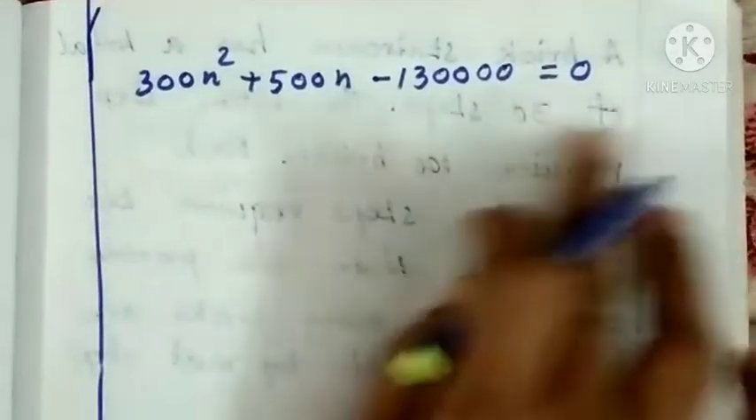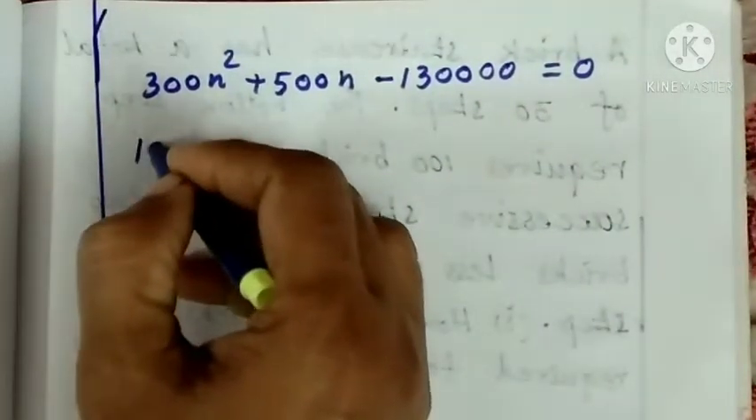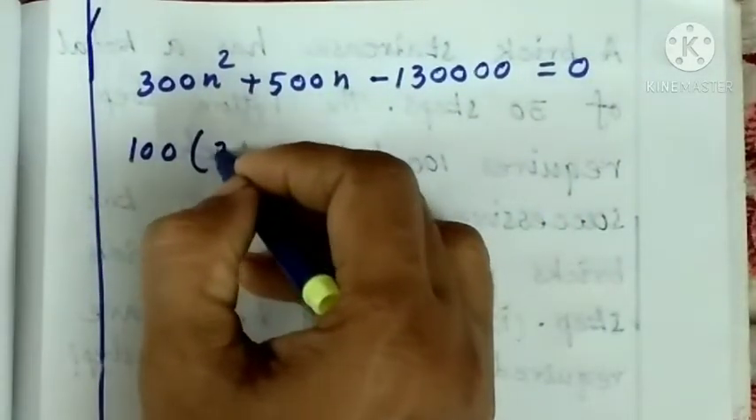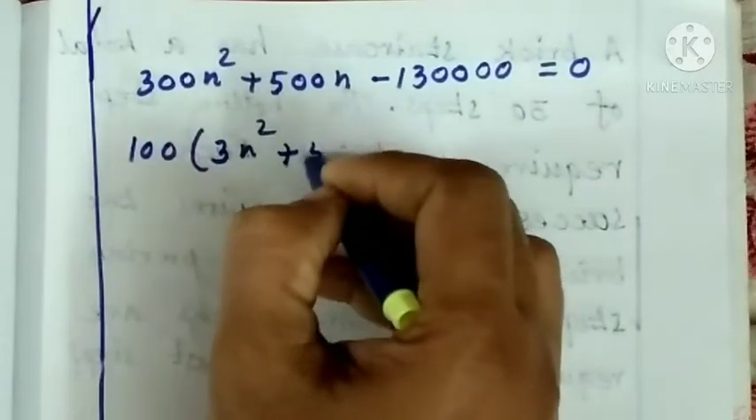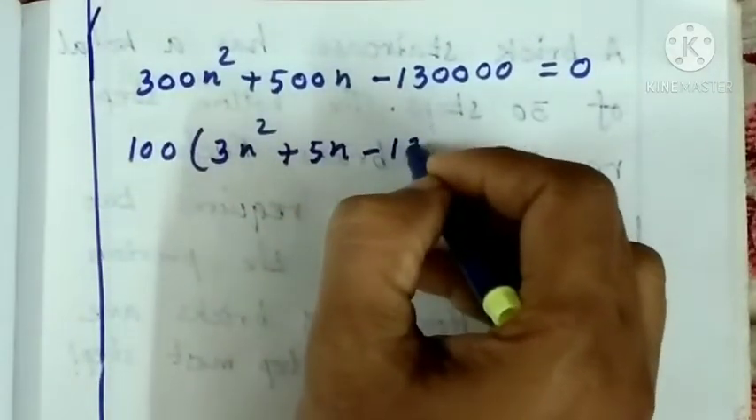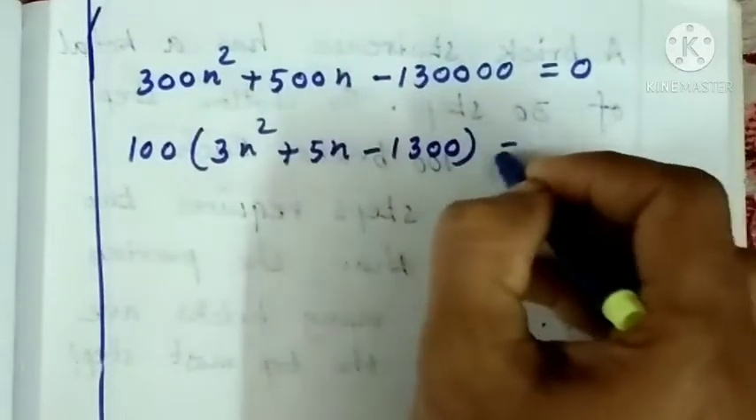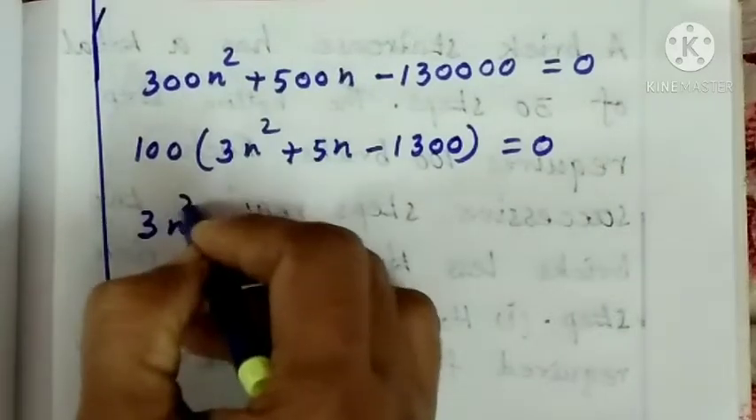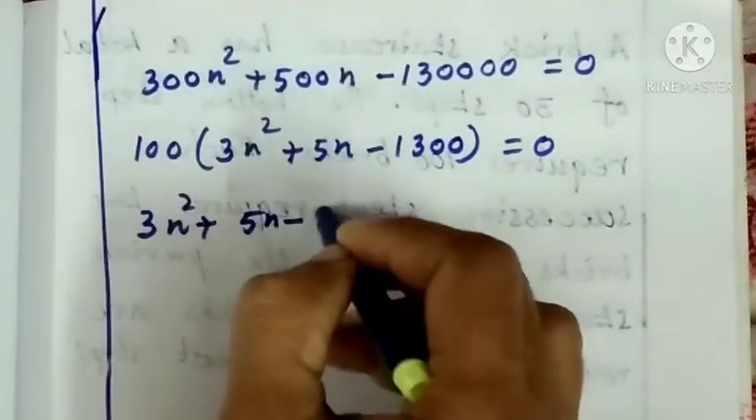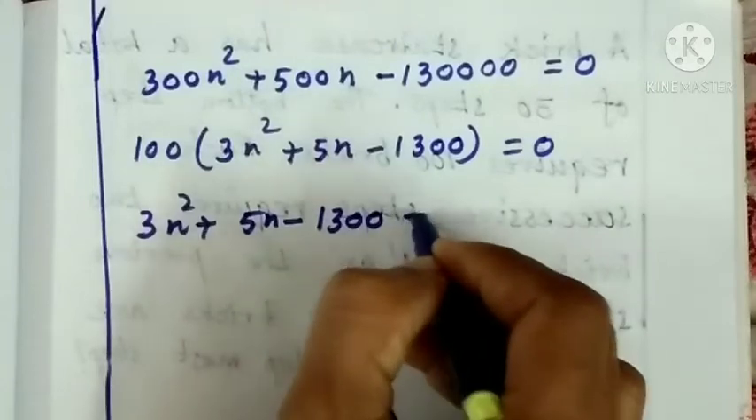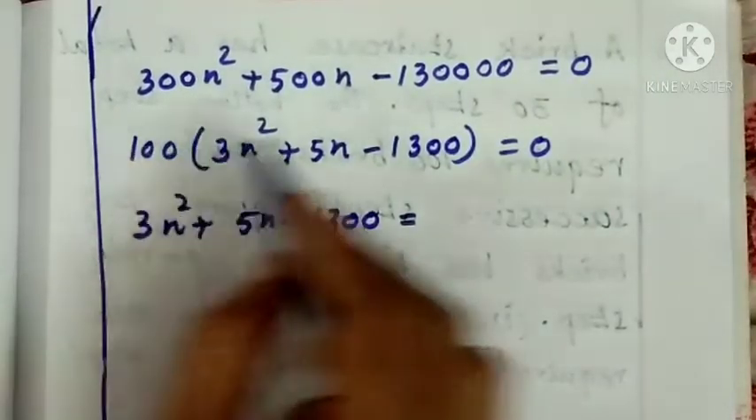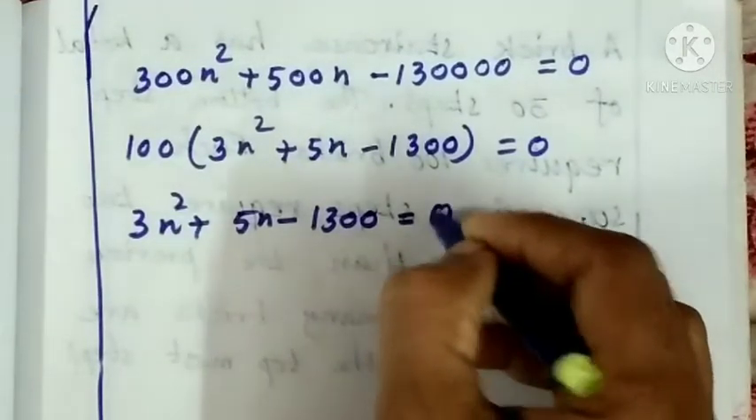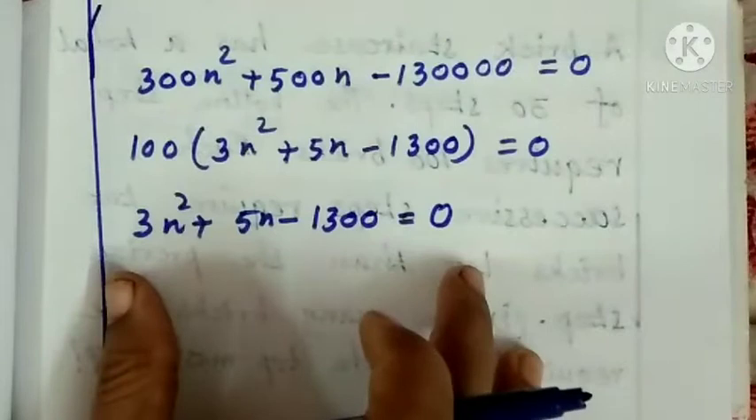Here 100 is a common factor. So you take out 100, it can be written as 3n squared plus 5n minus 1,300 is equal to 0. Hence the quadratic equation is 3n squared plus 5n minus 1,300 is equal to, transpose this 100 after the equal, it becomes 0 divided by 100, that is 0. Now we get the quadratic equation.